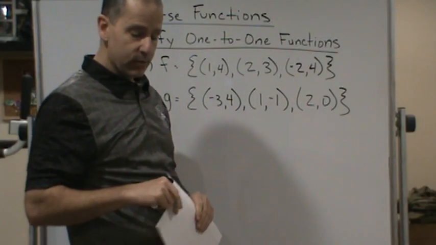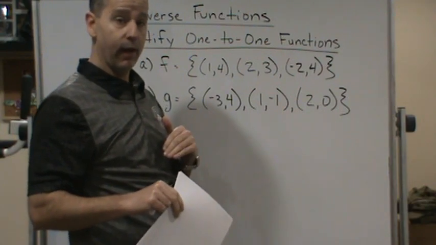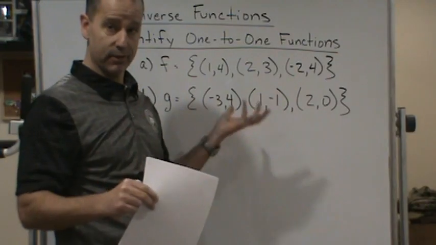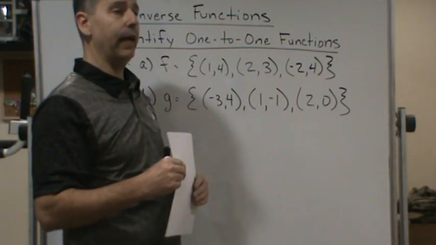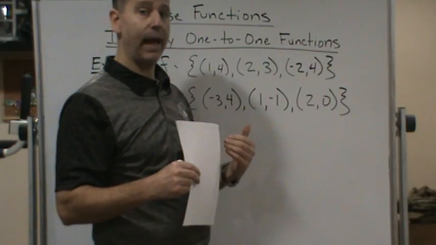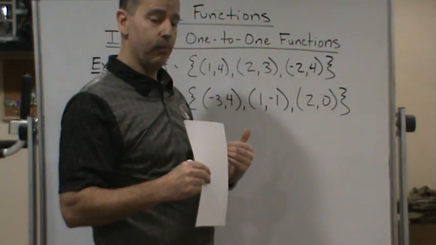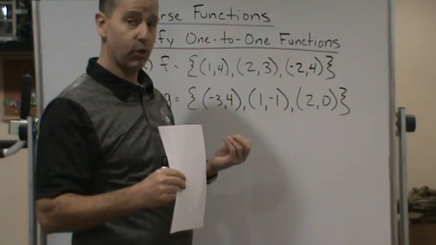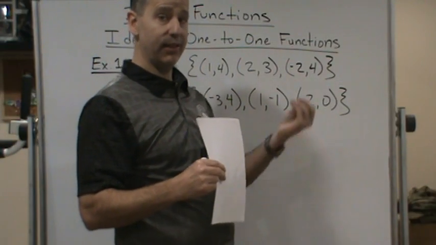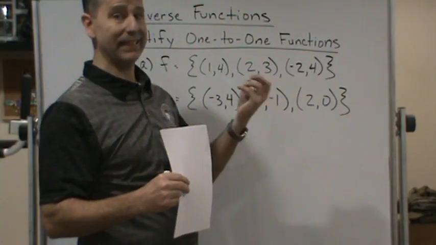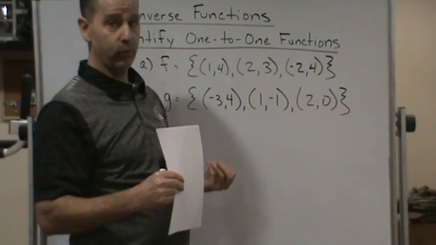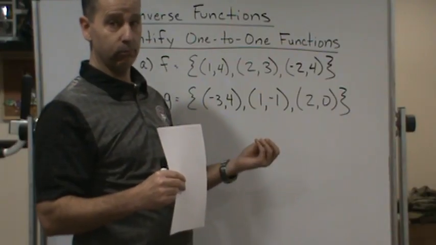So similarly with deciding whether a function is one-to-one, so now we know we have these well-defined functions, let's say, and we want to identify if the function is one-to-one. So what we're looking for is we want to make sure that for each value in the range, there is exactly one value in the domain that maps to it.